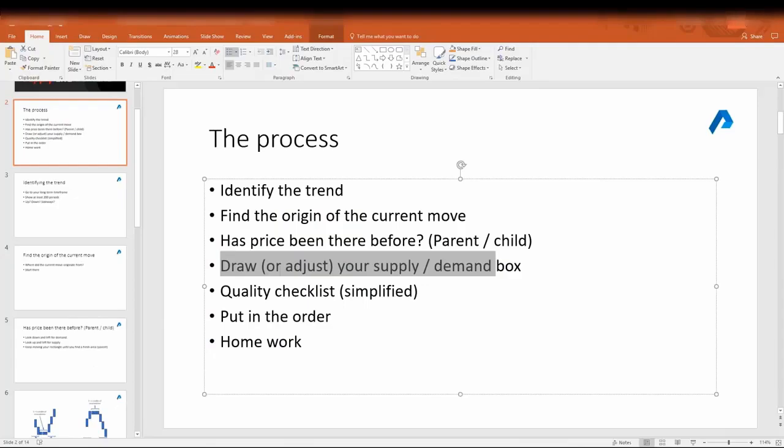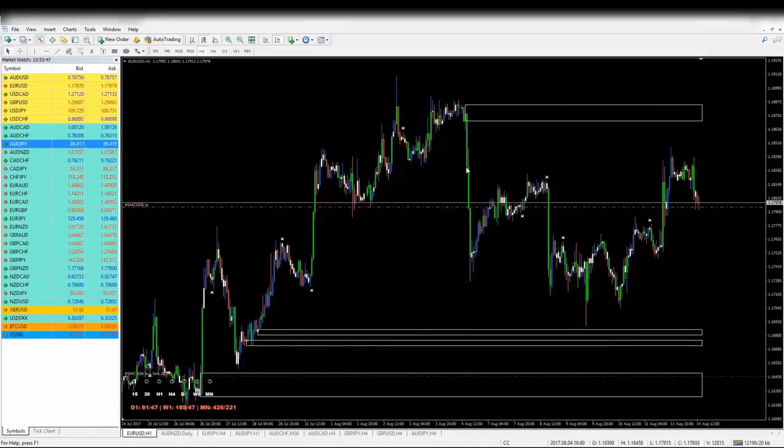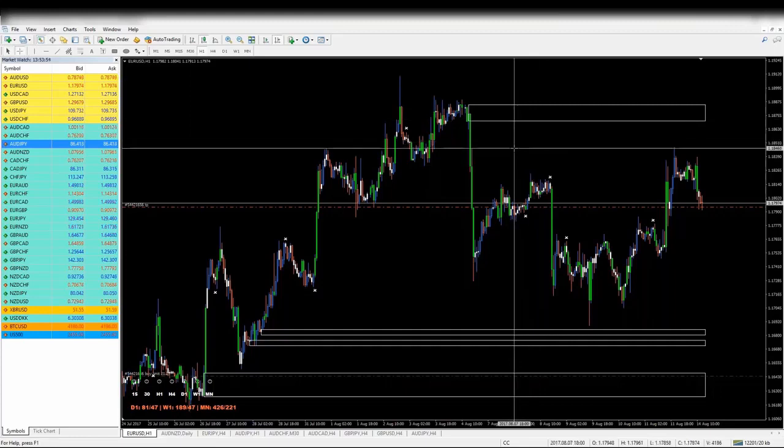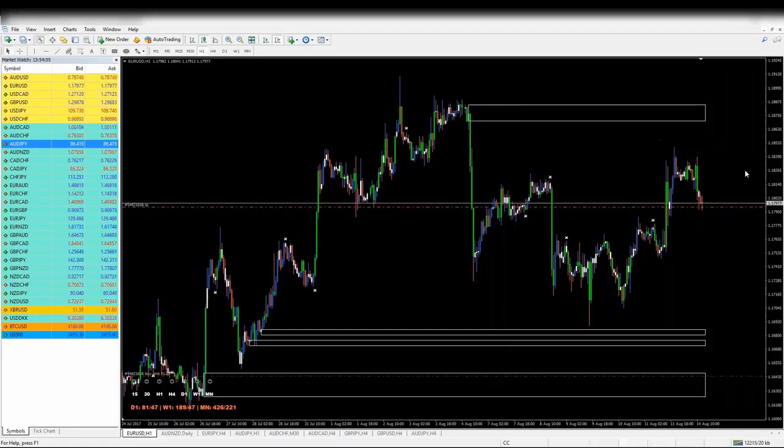Quality checklist, we've done. You put in your order, and that's it. So this order has been filled. Depending on where our target was, we would have either hit our target or still be in the trade now, because our stop would have gone 5 pips above this. So it would have been at 1851, which is up here, which is right there. So we'd still be in this trade if our target was a little bit lower.